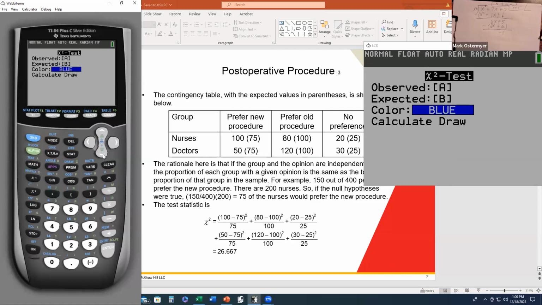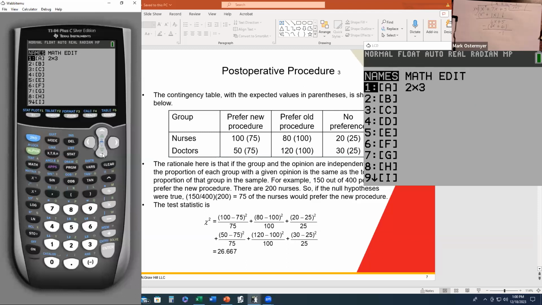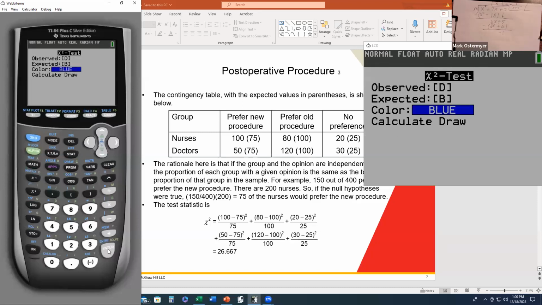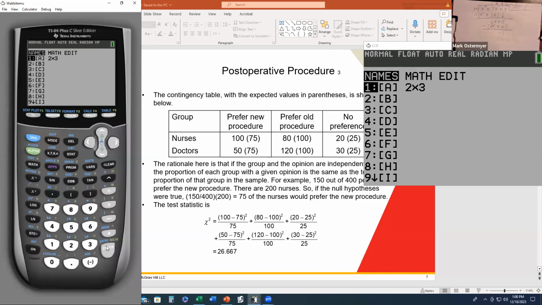Notice our observed frequencies are put into matrix A. Do we all have matrix A showing here? Okay, suppose that we had a different matrix name here. We would have to go back to our matrix mode, so second, X reciprocal button, and stay on names and then select the name of our matrix, okay? So my observed frequencies are in matrix A, so I have to go back and change it to matrix A. So here we go. Go back to matrix, second, X reciprocal, stay on names and select matrix name A.